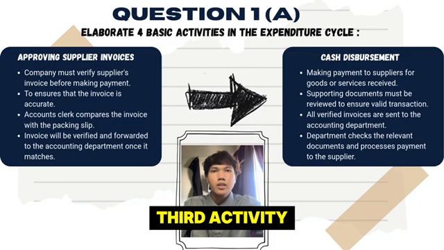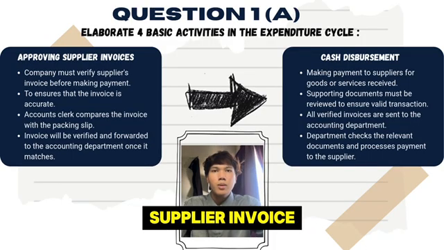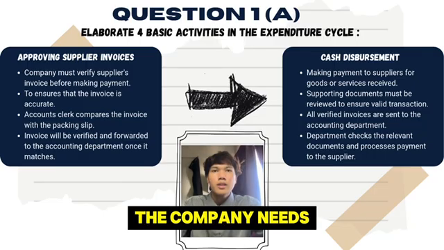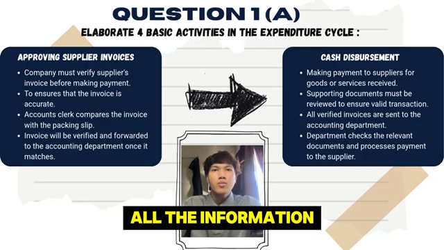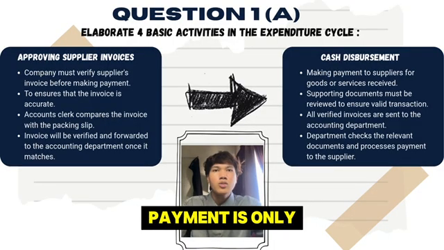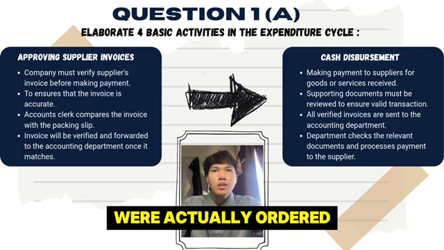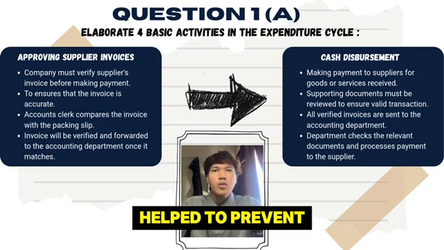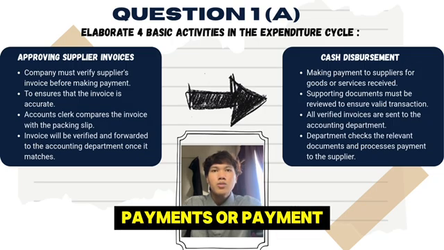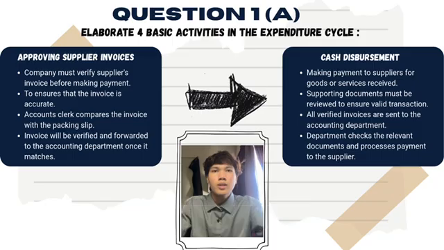Next is the third activity, which is approving supplier invoice. After the goods have been received, the company needs to verify the supplier invoice to make sure that all the information is accurate and the payment is only made for goods that were actually ordered and received. This process also helps to prevent overbilling, duplicate payments, or payment for goods that were never delivered.